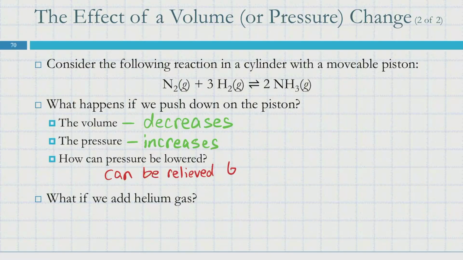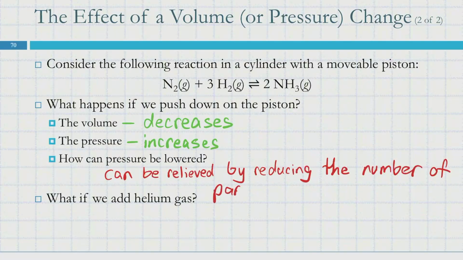So it can be relieved by reducing the number of particles, the moles of gas. So what we're looking at here, we're assuming some ideality. We've got reactants, we've got products. On the reactant side, we've got N2 and 3 H2s. So we've got 4 particles on the left side. On the product side, we only have 2.